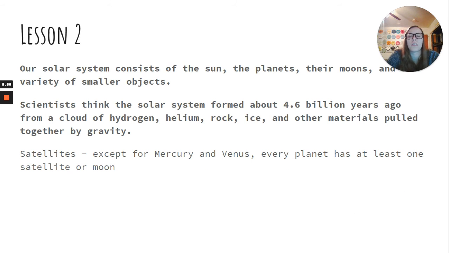Lesson 2, our solar system consists of the sun, the planets, their moons, and a variety of smaller objects. Scientists think the solar system formed about 4.6 billion years ago from a cloud of hydrogen, helium, rock, ice, and other materials pulled together by gravity. But remember, we know that God created the world as it was when we learned about that in creation.